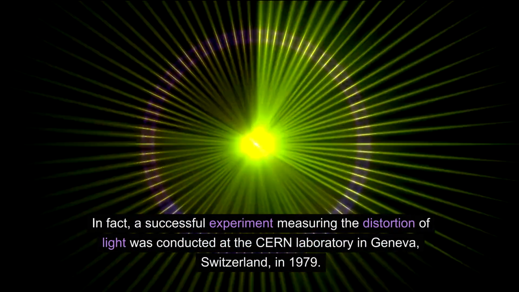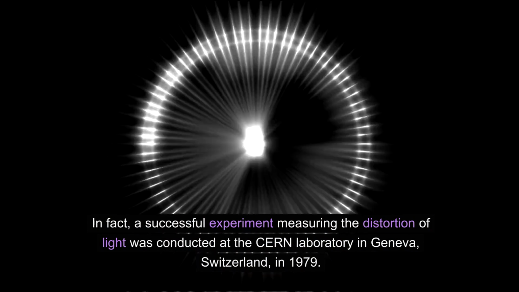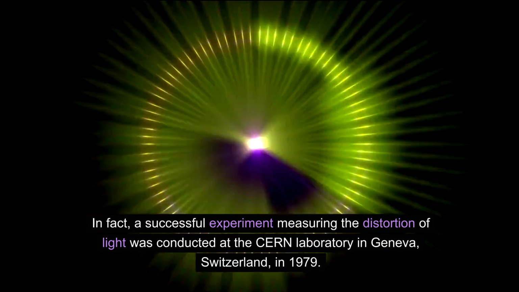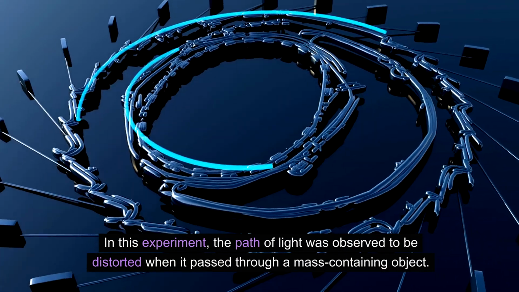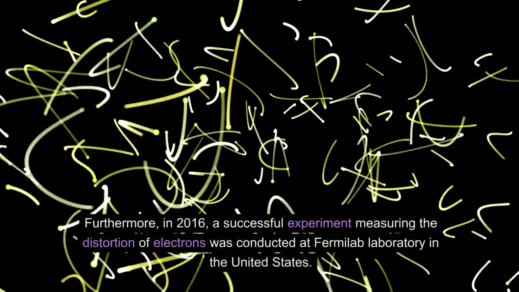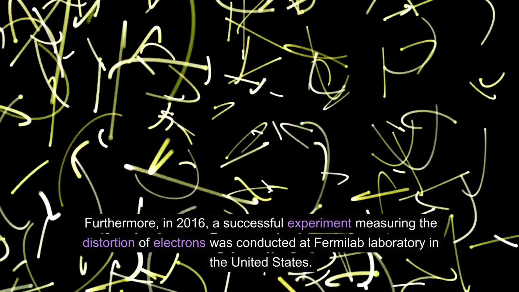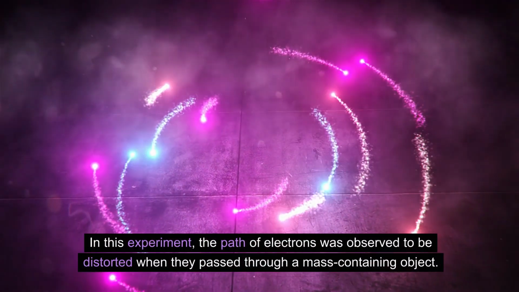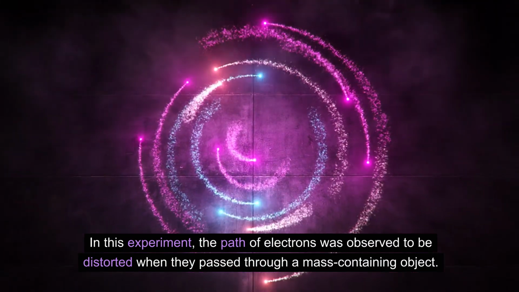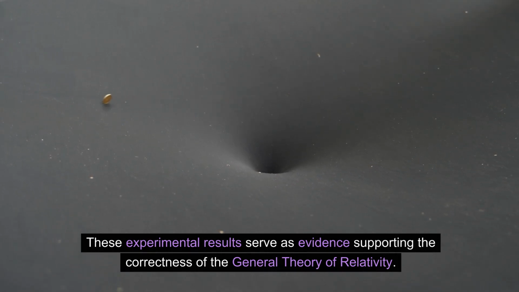In fact, a successful experiment measuring the distortion of light was conducted at the CERN laboratory in Geneva, Switzerland, in 1979. In this experiment, the path of light was observed to be distorted when it passed through a mass-containing object. Furthermore, in 2016, a successful experiment measuring the distortion of electrons was conducted at Fermilab Laboratory in the United States. In this experiment, the path of electrons was observed to be distorted when they passed through a mass-containing object. These experimental results serve as evidence supporting the correctness of the general theory of relativity.